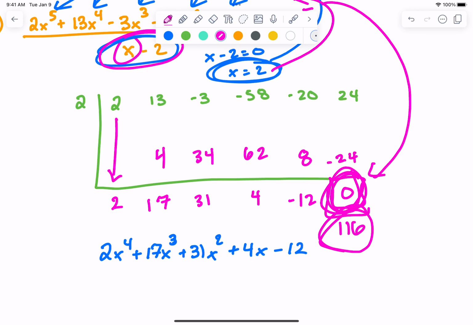And chances are, if this number's correct, all of the stuff before it is correct. Unless you made a mistake twice, right? Like you undid your mistake, you know? So, if your remainder's correct, chances are the rest of it's correct. Does that make sense? Okay? So, that's how I would always check.